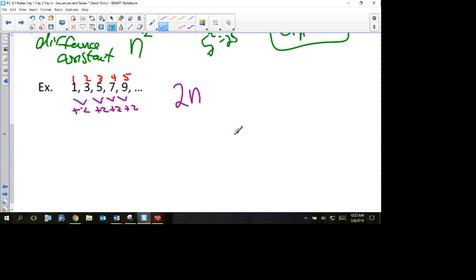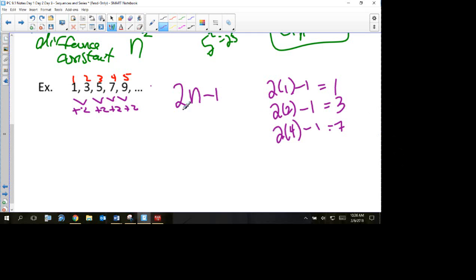to be 2n. So if I plug in my n, if I plug in 1, do I get 1? If I plug in 2, do I get 3? If I plug in 4, do I get 7? So what I have to do to all these numbers to make it into these is subtract 1 each time. Right? So 2n minus 1 is our linear a sub n equation.